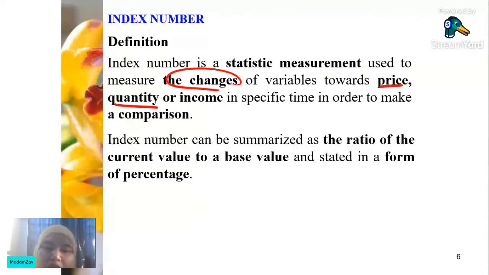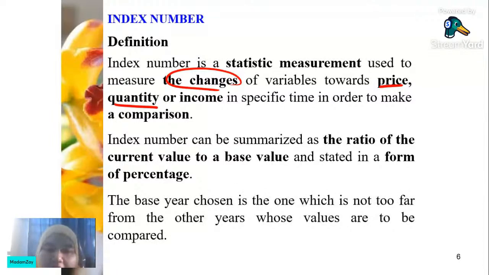Index number can be summarized as the ratio of the current value to the base value and stated in a form of percentage. It's just comparing the recent value and the base value. So it's a ratio, so we are dividing. That's the formula. The basic formula is divide with the base, and then we perform it in percentage, which is we multiply with 100. And the base year chosen is the one which is not too far from the other years whose values are to be compared.